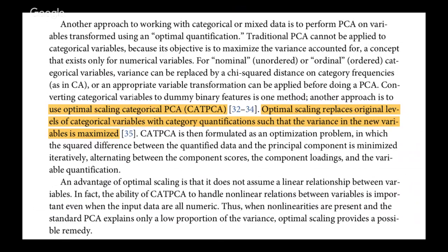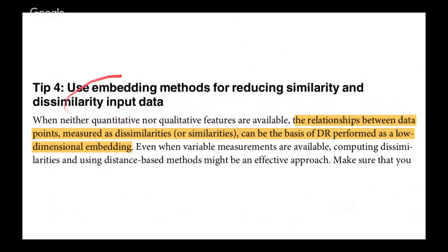for the further analysis. Okay, tip number 4, using embedding methods for reducing similarity and dissimilarity input data. I should say tip number 3 was about neighboring methods. Tip number 4, using embedding. So this one is using embedding methods for reducing similarity and dissimilarity input data. When neither quantitative nor qualitative features are available, the relationship between data points measured as dissimilarities or similarities can be the basis of the DR performed as a low-dimensional embedding.